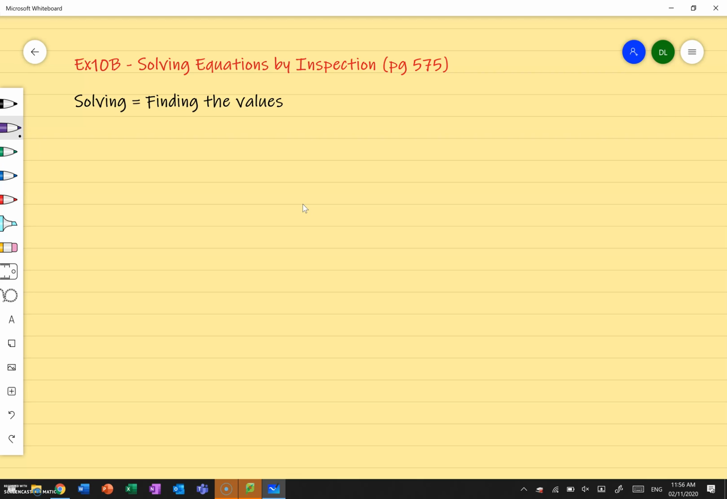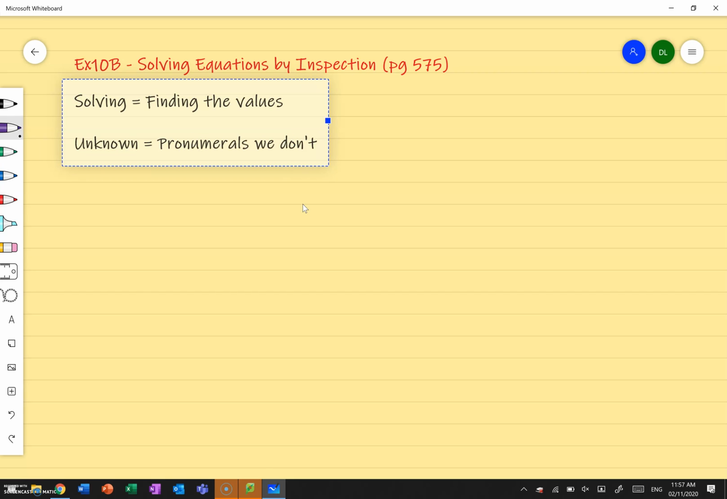Okay, that's solving. An unknown, does anyone know what an unknown is? What does unknown mean? Yeah. Perfect, something you don't know. So in the case of algebra, what's the word we use to call letters? Starts with P. Pronumeral, thank you. Pronumerals we don't know. So, for example, X, whatever letters are in the question, we're trying to find the value of it.